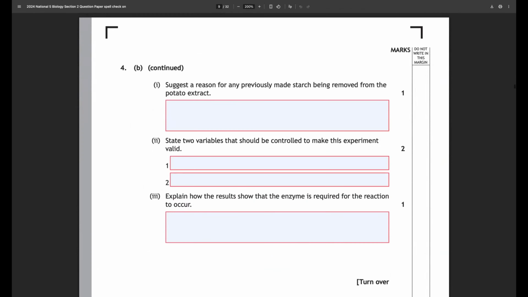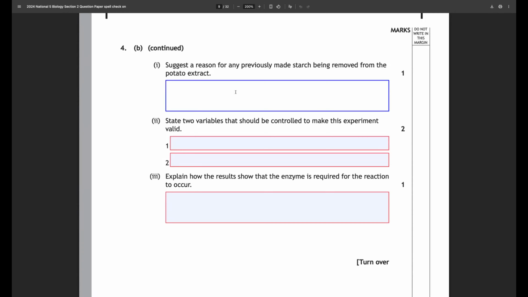Now that we've done all that analysis before we've even got to the questions, because it's important to understand what's happening in the experiment because it will make answering the questions a bit easier.